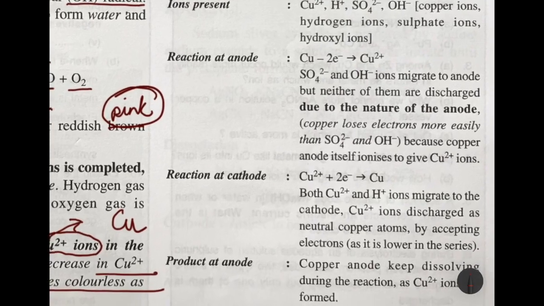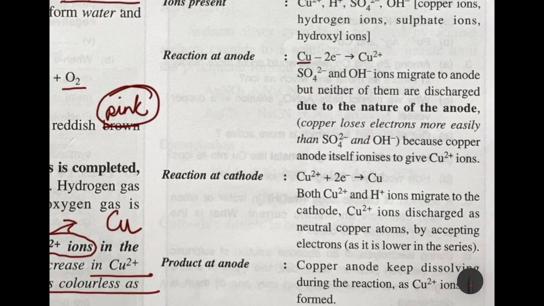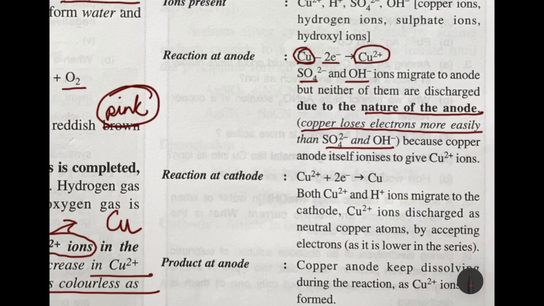Now what happens at the anode? This copper is the anode, the active anode. Copper atom loses 2 electrons and turns into copper ions. Now sulfate and hydroxyl ions will migrate towards the anode, but none of them are discharged. Why? Because of the nature of the anode, because the anode is active. Now copper can lose electrons more easily than sulfate and hydroxyl. Okay, so copper ionizes to give copper ions.